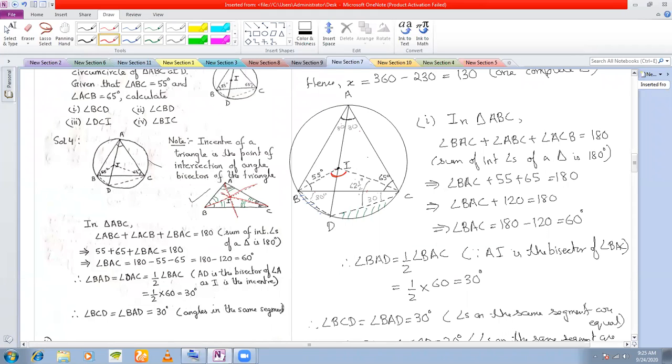Okay. So mostly it gives an impression that angle BIC is the angle at the center made by the arc BC. This arc. And so what you do is you already found angle BAC. So you double. No, that will be wrong, because remember, I is not the center of the circle. I is simply the incenter of the triangle. AD is the bisector of angle BAC.